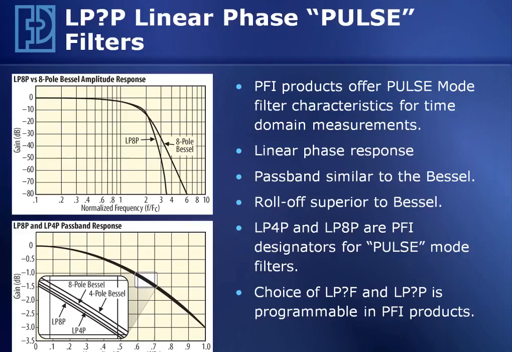Similarly, we offer a low-pass filter called a pulse mode characteristic. This characteristic has that linear phase property that's important for time domain work, time domain wave shape reproduction. And we're comparing our linear phase pulse mode filter against the standard Bessel filter. You can see that the passband of the two filters are nearly identical, yet the roll-off of the pulse mode filter is superior to the Bessel. Almost down 80 dB at 3.5 times the program cutoff, where the Bessel takes almost twice that, or 6.1 or 2 times the program cutoff to get to 80 dB.